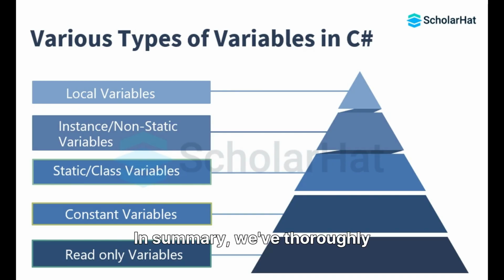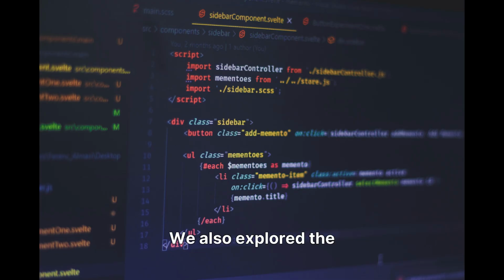In summary, we've thoroughly covered the fundamental concepts of variable declaration, which reserves memory, and initialization, which assigns an initial value. We also explored the critical importance of clear and consistent naming rules, such as camel case and Pascal case, which are essential for writing highly readable and maintainable code.